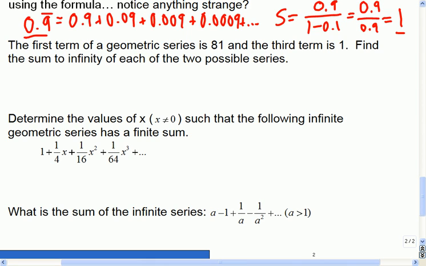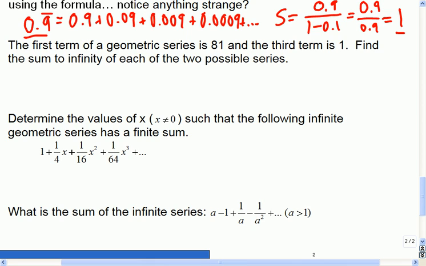Here's another one. First term of a geometric series is 81. Third term is 1. Find the sum to infinity. And there's going to be two possible series here. Okay? So first of all, what do we need to find in order to actually solve this? We need some information to get an infinite series. Common ratio is what we're missing.